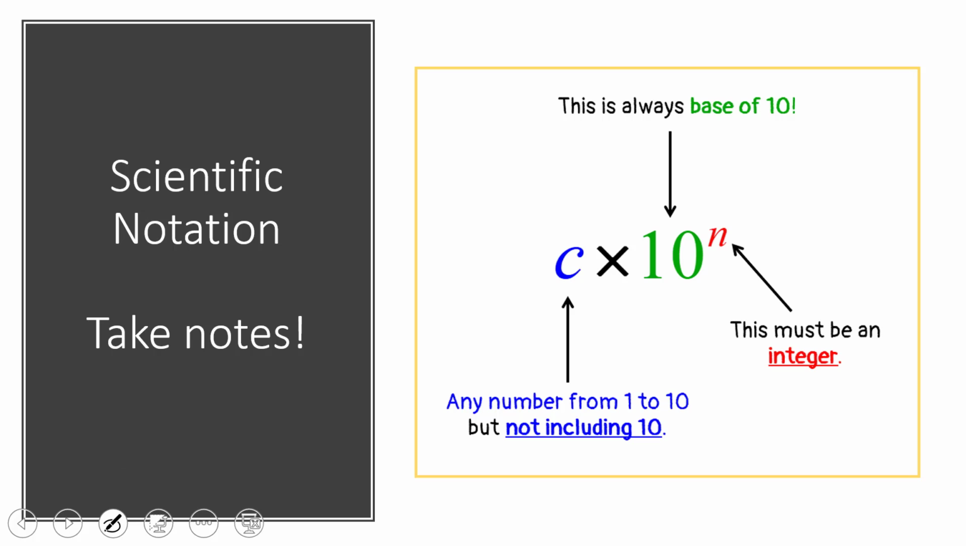So remember that this first number that we write has to be between 1 and 10, but it can't be 10. It can be 1. And then we've got 10 to a power, and that power must be an integer. So it can be negative, could be 0, could be a positive number, but it's not going to be like 1/2 or anything like that.